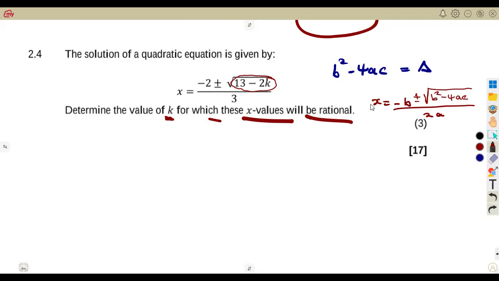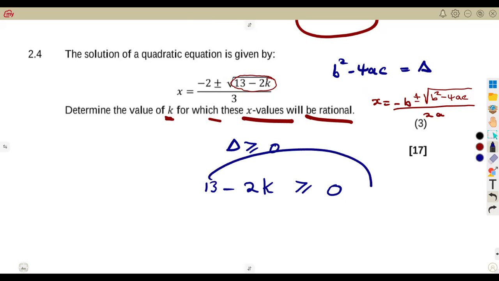So as we are comparing our delta, for us to just have a rational solution, it means that our delta must be greater than or equal to 0. So whatever we are given under the square root, representing b squared minus 4ac, the 13 minus 2k that we are given is supposed to be greater than or equal to 0. So we can solve an inequality.